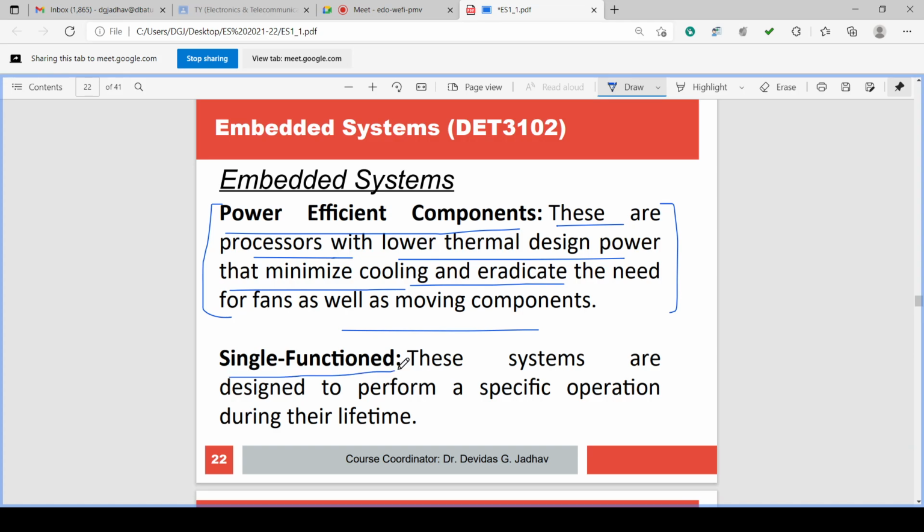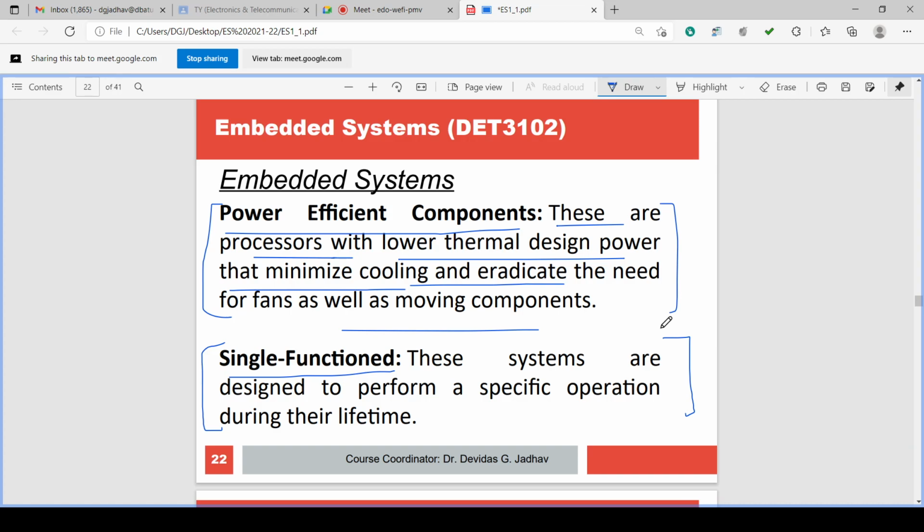They are single function. These systems are designed to perform specific operations during their lifetime. The system is doing one specific operation. Suppose the embedded system is there as a handheld ticket vending machine. A handheld ticket vending machine will only be used for ticket vending. An ATM machine is only used for withdrawing money, currency or notes. Only one function it will do.